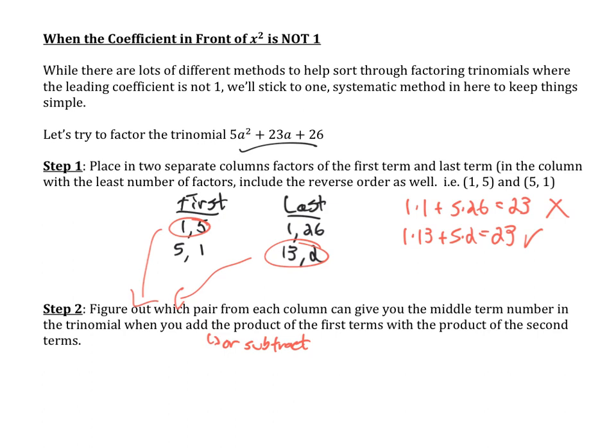Taking a look at the product of the first term in each column, plus or add or subtract the product of the second terms, and seeing if they get you that middle number in the trinomial. So we've got what we're looking for. We've got 1 and 5 and 13 and 2.